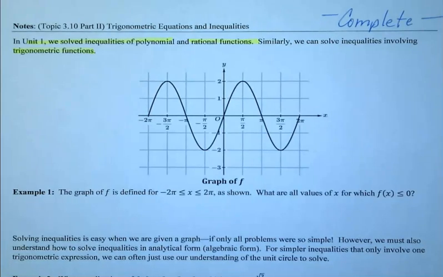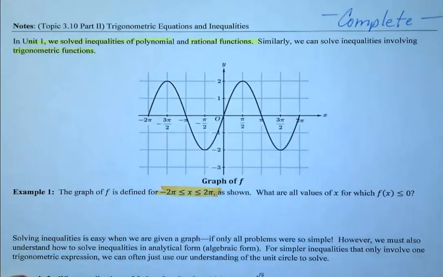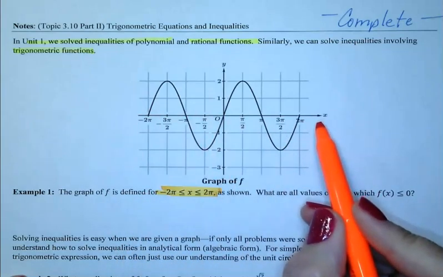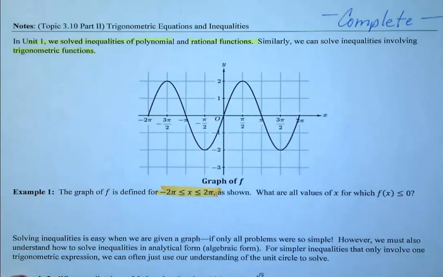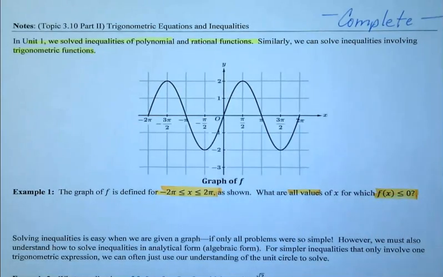So let's look at example 1. The graph of f is defined for all values from negative 2 pi less than or equal to x less than or equal to 2 pi. So that's how they're defined. In other words, when you look at this graph, it's going from negative 2 pi to 2 pi and is including the endpoints on this graph. What are all values of x for which this is true? So what does that mean? f of x less than or equal to 0.